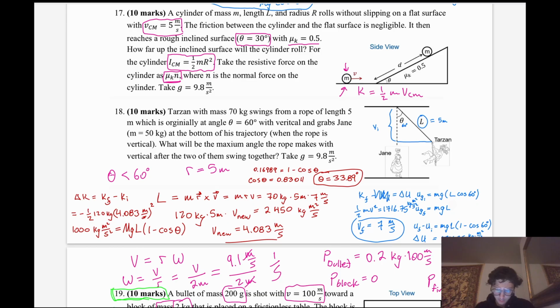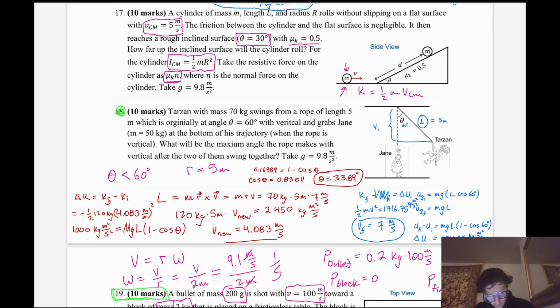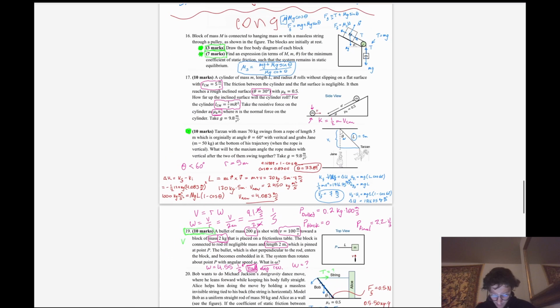Half, he picks up a girl that's almost his weight, so the angle drops almost to half. I don't know, but you know what? This is good enough. We don't got enough time to yap about it.